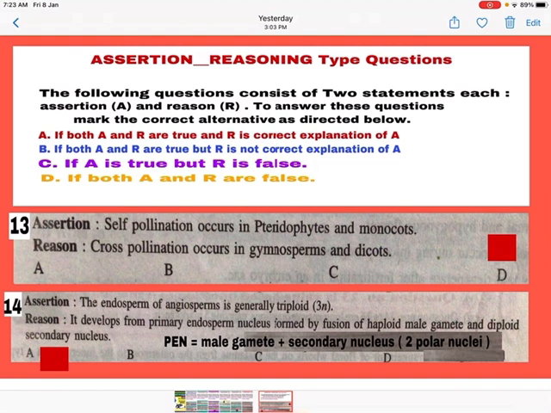Yes, और ये primary endosperm nucleus कैसे बनता है? It is formed by fusion of haploid male gamete and diploid secondary nucleus. This is the correct statement and correct reason. देखिए PEN is equal to male gamete plus secondary nucleus, और सेकेंडरी न्यूक्लियस कैसे बन रहा है? By combination of 2 polar nuclei. So here PEN is triploid and it will form the endosperm. So here A is correct, R is correct and R is the correct explanation for A, so mark A.